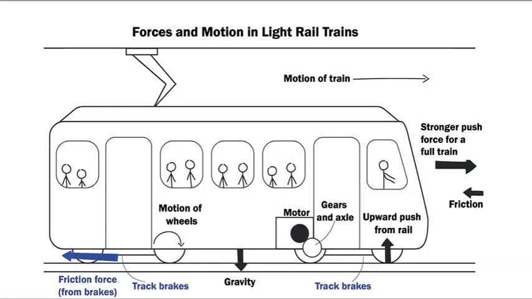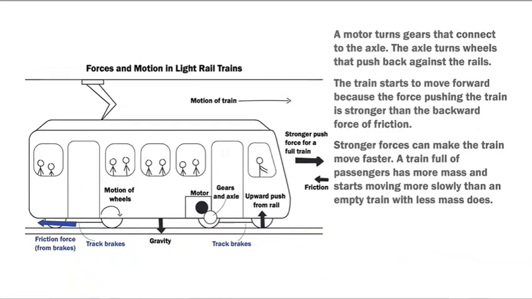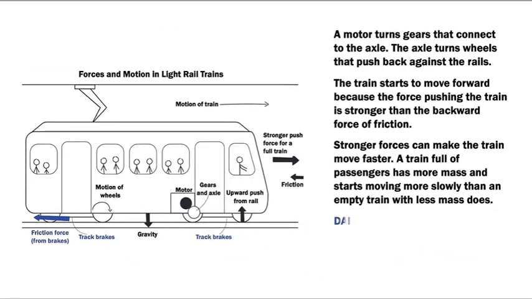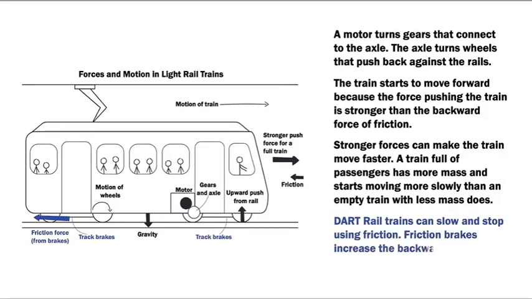Great. Now let's update our explanation. Let's add, light rail trains can slow and stop using friction. Friction brakes increase the backward force of friction and can help slow and stop the train. Wow, we really have learned a lot. Your task after this lesson will be to update the class model and explanation.